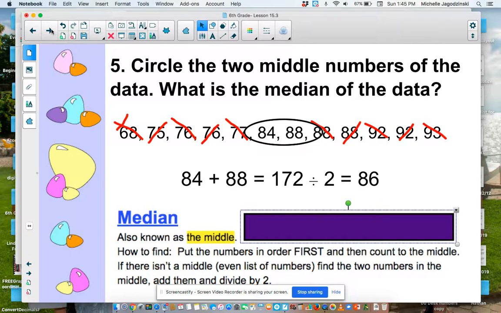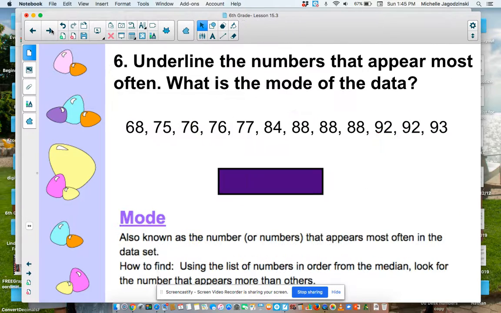Okay, let's continue on. Question number 6. Underline the numbers that appear most often. What is the mode of the data?